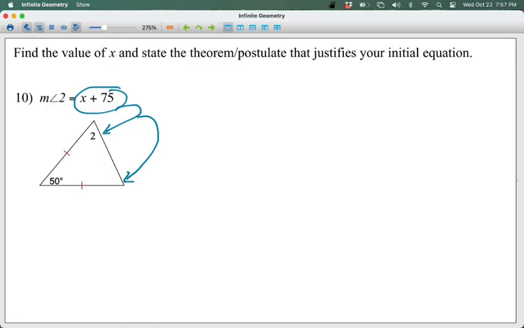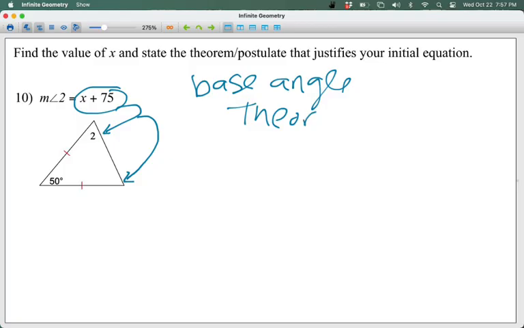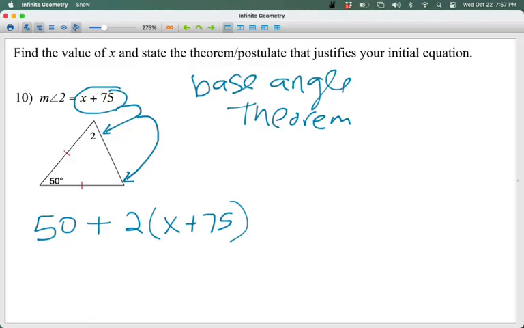And this is because of the base angle theorem, not the converse. The base angle theorem says that if two sides are congruent, then the base angles are congruent. And my first equation can be written because I have this 50 degrees plus 2 of these, 2 of the x plus 75s. Now, you could have written x plus 75 and x plus 75 if you want. It's going to be the same thing. But there's 2 of them. And that equals 180. And the reason we can write that one is because of the triangle sum theorem.